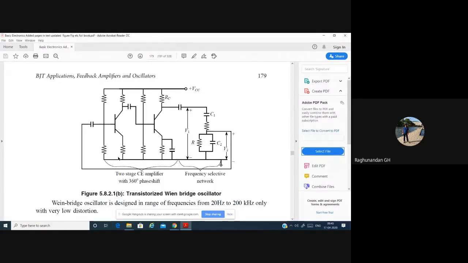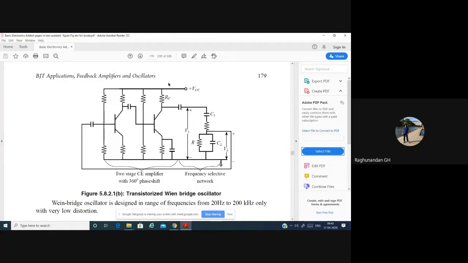Our criterion was that the total phase shift should be 360 degree. So the total phase shift is produced, 360 degrees. Now our other requirement from the feedback network is, see, one requirement was that it has to produce 180 degree.